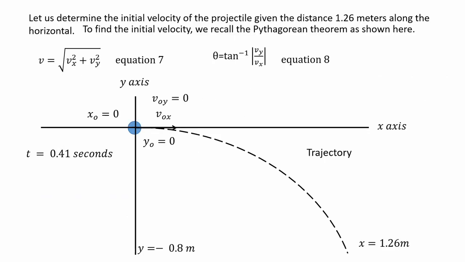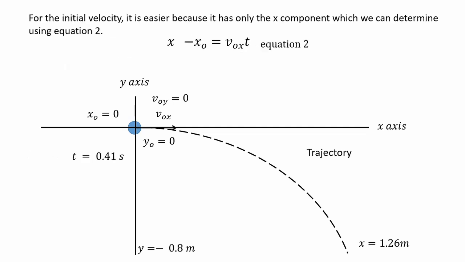Let us determine the initial velocity of the projectile given the distance of 1.26 meters along the horizontal. To find the initial velocity, we recall the Pythagorean theorem as shown here in equations 7 and 8. For the initial velocity, it is easier because it has only the x component, which we can determine using equation 2.